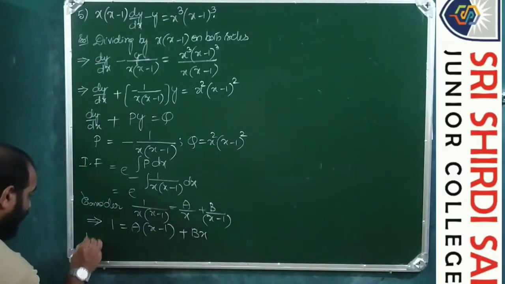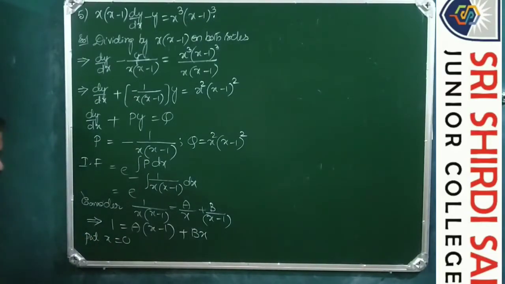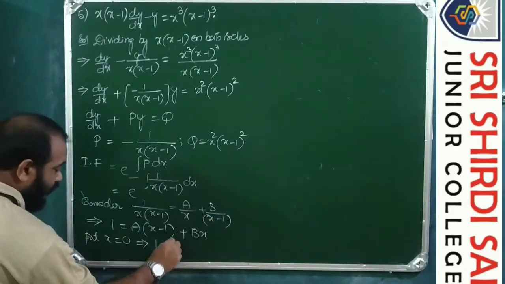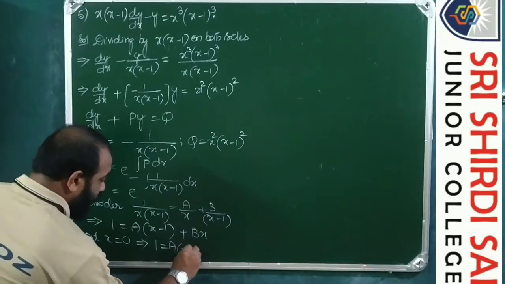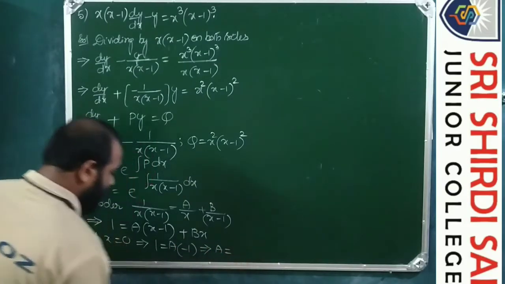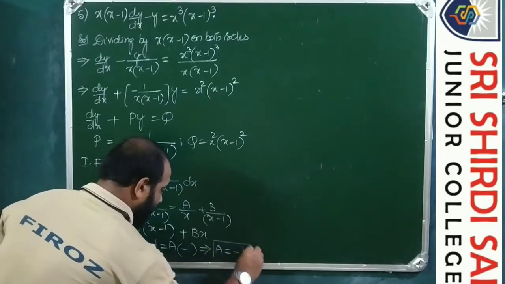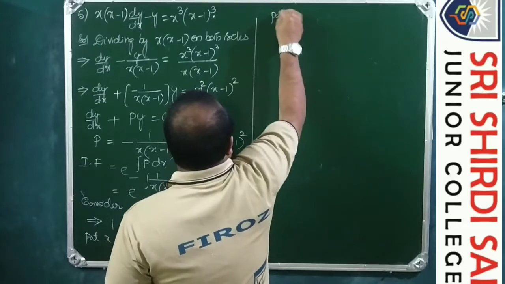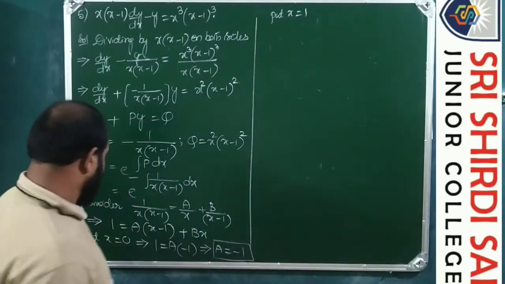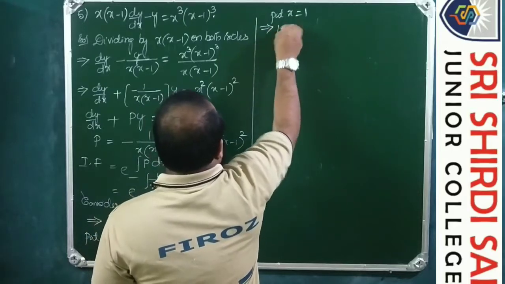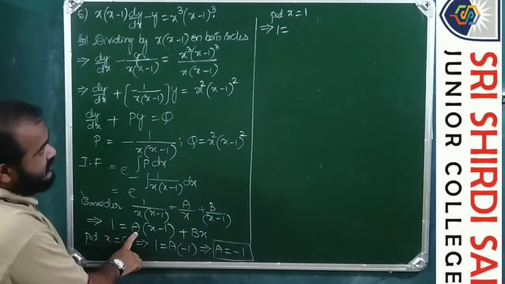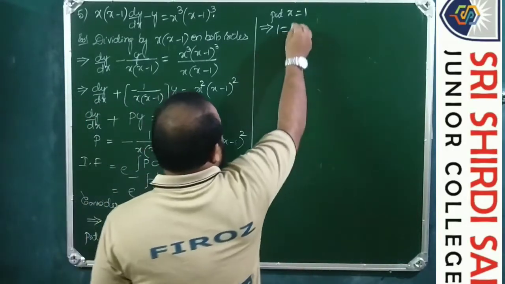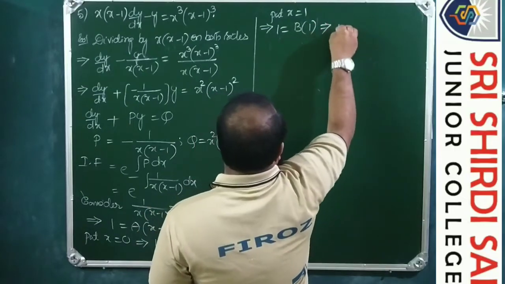So put x equals 0, I will substitute. So 1 equals b into 0, which is 0, plus a into 0 minus 1, which is minus 1. So with this, a equals minus 1 we get. Now put x equals 1. So 1 equals a into 1 minus 1, which is 0, and 0 into something is 0. So b into 1. Therefore b equals 1 we get.